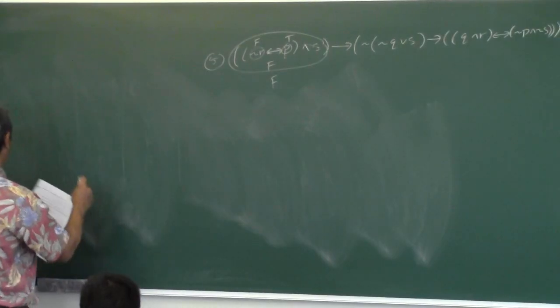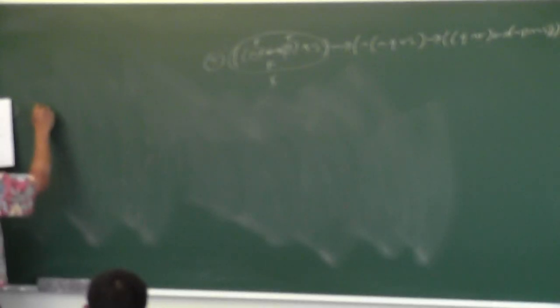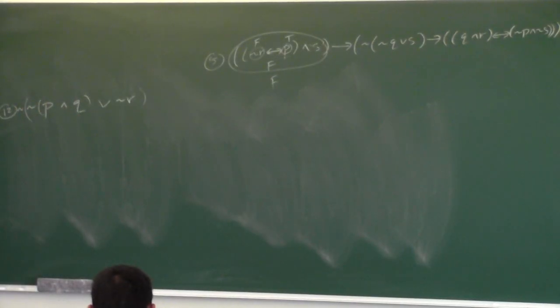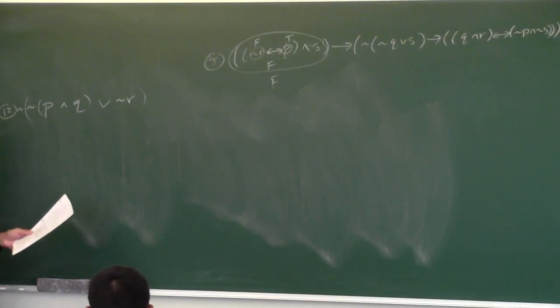Okay, number 12, it says, write a logical expression to describe each network. I'm not going to draw the picture again. Now look, first you start with P and Q. Now how are P and Q connected? Look right there. Are you looking at the picture? They go together in what? And then it gets negated. And then OR, what is it OR'd with? What's going into the other OR? Not R. And then that whole thing gets negated. That's all you have to do.